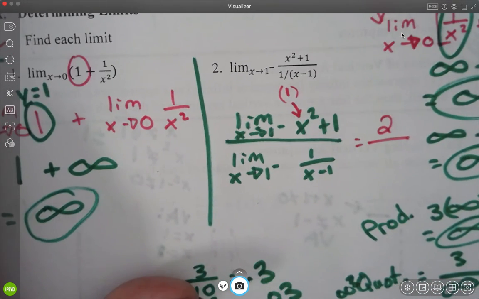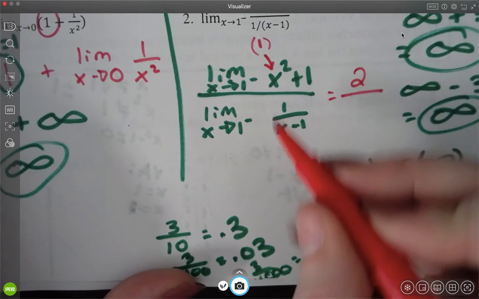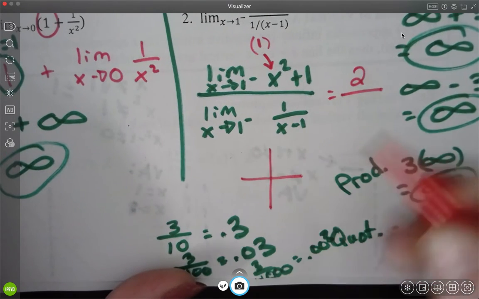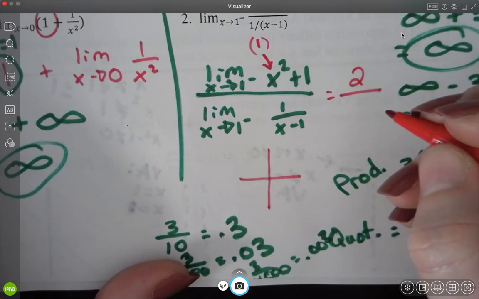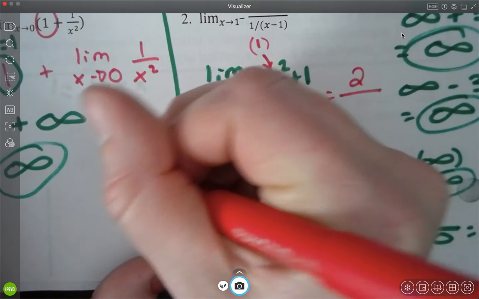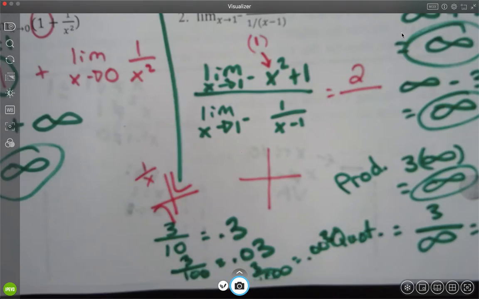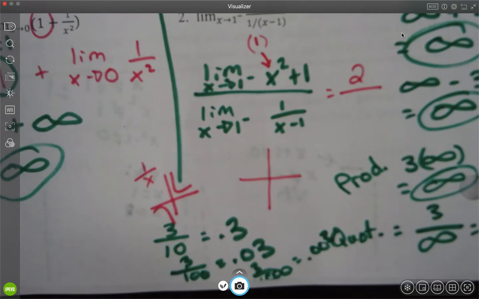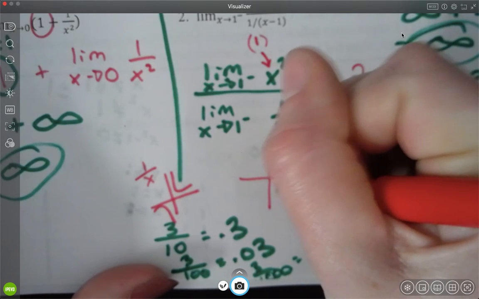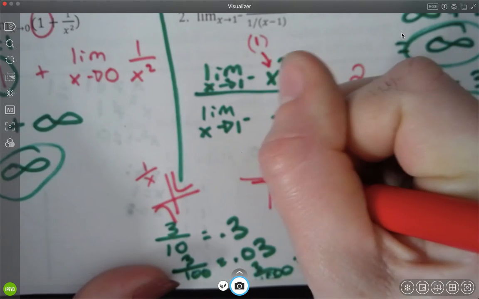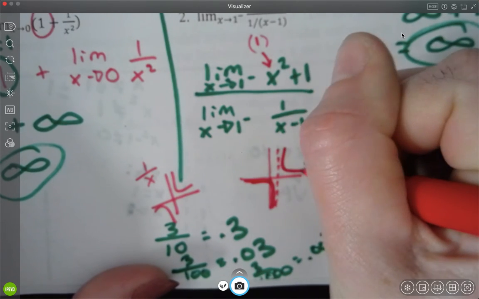Divided by, okay, do you know what 1 over x minus 1 looks like? What does 1 over x look like? He's a boomerang. But what does the minus 1 do to him? Not down one, right one. It moves him to the right one. So he's going to be to the right one like this.